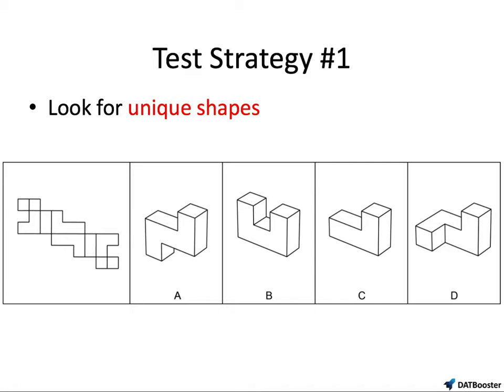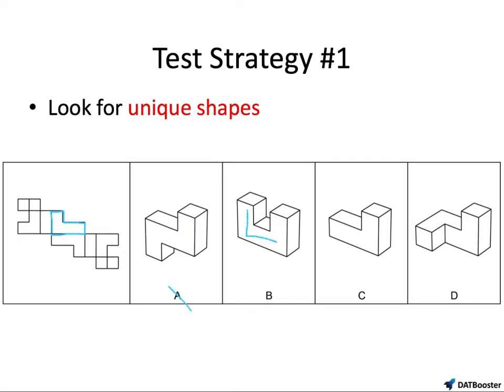In figures that have unique shapes, a great strategy is to eliminate answer choices that do not contain that unique shape in the original pattern. So for this question, the flat pattern shows a pretty unique shape. Let's pick this L, for example. And so we can go through the answer choices and look to see which of these has that L shape and which ones do not. So this answer for A, it contains this L, but it adds an extra extension here. And so that can't possibly be correct. So A, we can rule out.